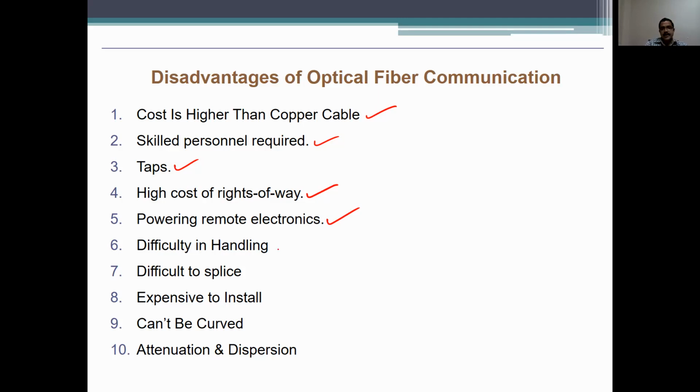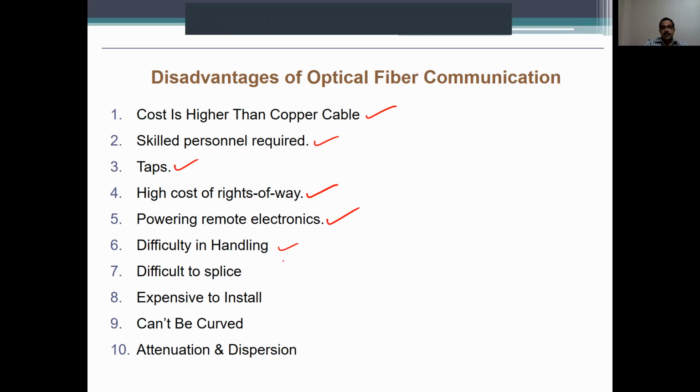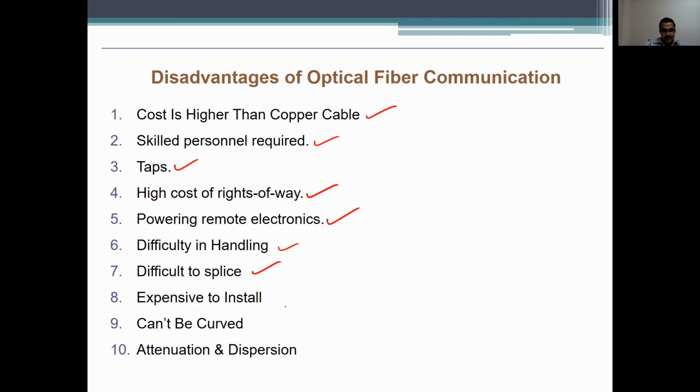And the difficulty in handling: it is very difficult to handle optical fiber installation and splice. What do you mean by splicing? Joining. Once this optical fiber is broken or damaged, you need a special method. You need specialized technicians and specialized equipment, then only you can splice or rejoin these optical fibers. And it's expensive to install, as I already said.